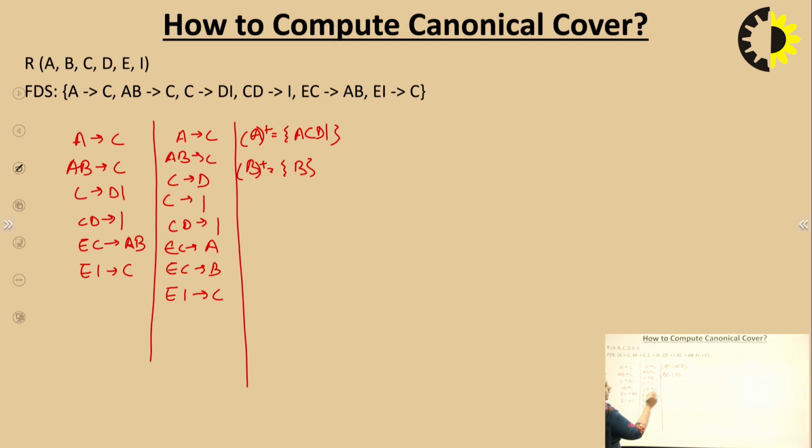Now for CD, let us compute for C. What are we able to find? C. From C we are able to find D. From C we are able to find I. From CD, I. No, we are unable to find. Let us compute for D. D alone, no, nothing we are able to find. So here we cannot decompose it. CD also. Now let us compute for E. For E we are able to find E. No, we are unable to find anything. For C we have already seen.